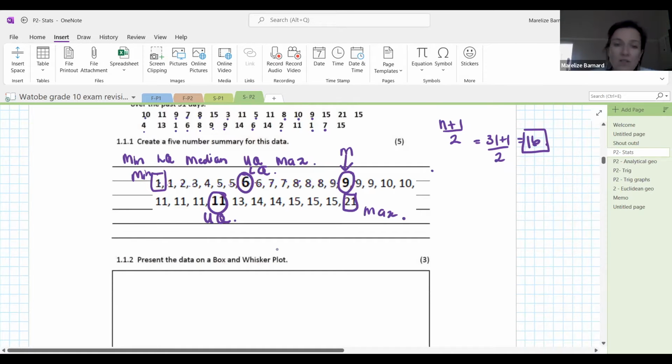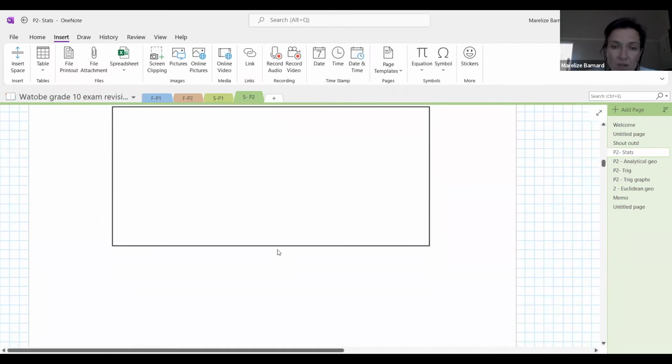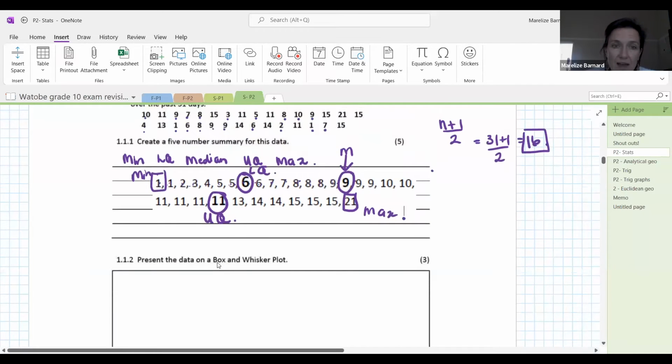And now you have to do your box and whisker plot. Since we have accurate numbers for the min, the max, the upper quartile, the lower quartile, and the median, go ahead now and draw your box and whisker plot.